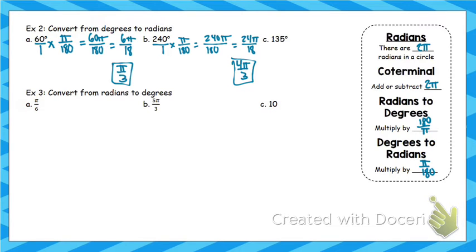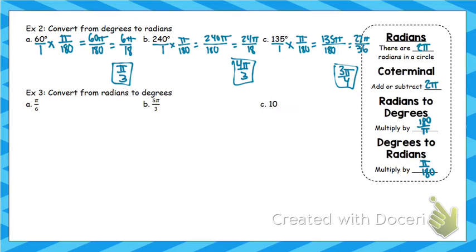And then the last one, again, it's 135 over 1, multiply by pi over 180. Those numbers are both divisible by 5, so I can divide them both by 5, and that is going to give me, I think, 27 pi over 36. Those numbers are both divisible by 9, and I end up with 3 pi over 4.